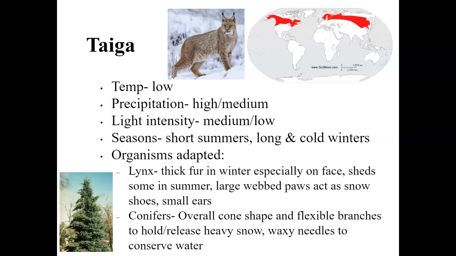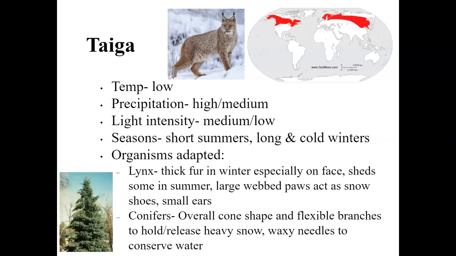The lynx is an example of a large cat that can withstand these really extreme temperatures of the taiga biome. They have thick fur in the winter, particularly on the face. You can see that here. And it's going to go through a shedding in the warm temperature months, so it will release some of that coat. That way it won't be so hot during those warmer months.